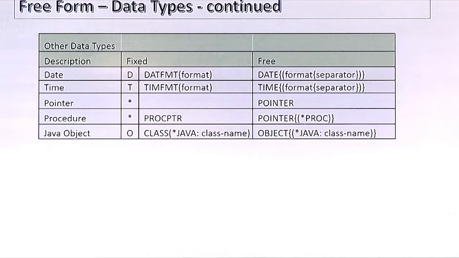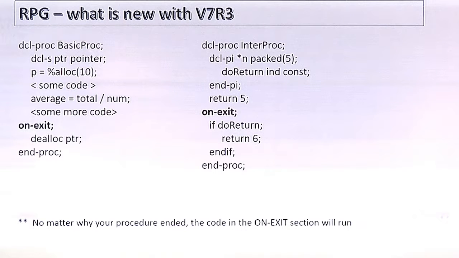Okay, and then just some new things about V7R3: there's an on-exit now. So no matter why you leave a procedure, it's going to run that on exit no matter what. Have you seen that, David? We're not there yet, but I saw it. It starts at 7.3. So it's code that you want to run when you leave, like deallocating a pointer. Exactly.